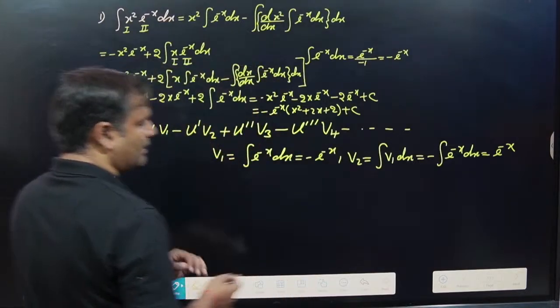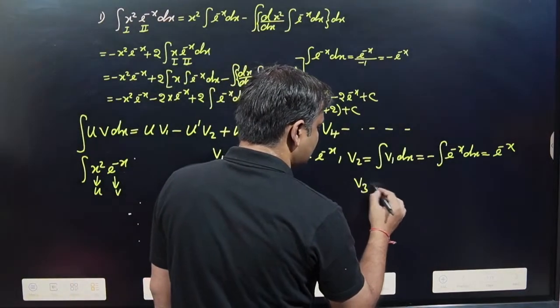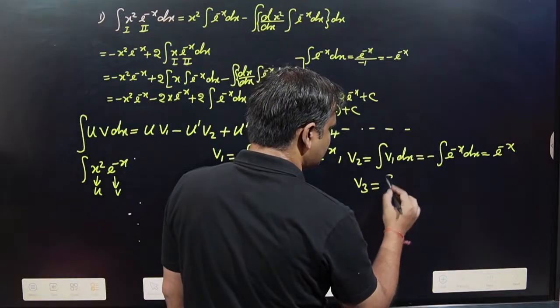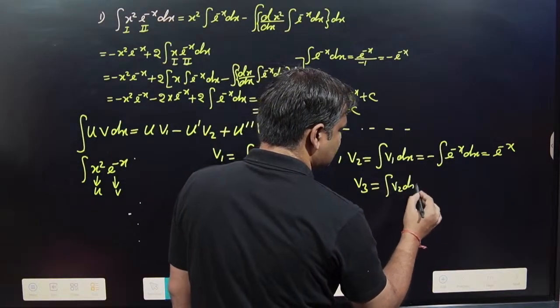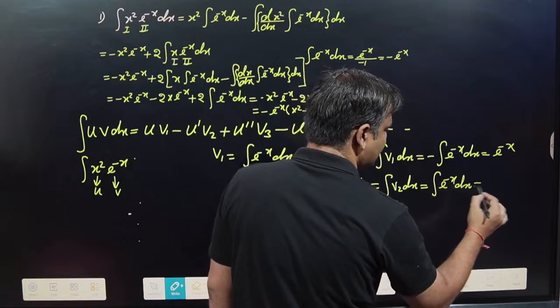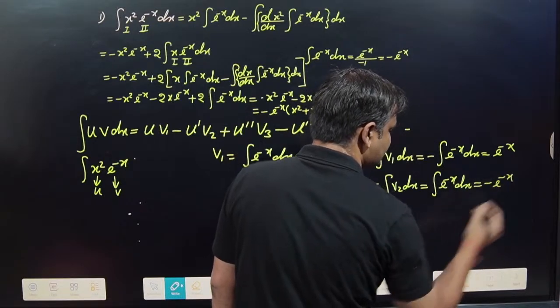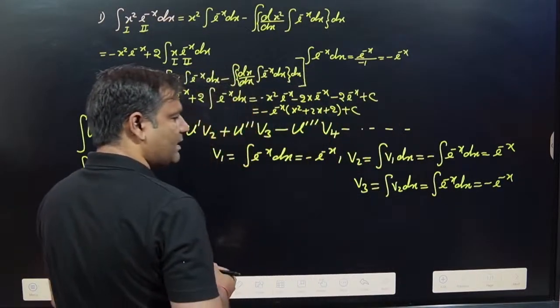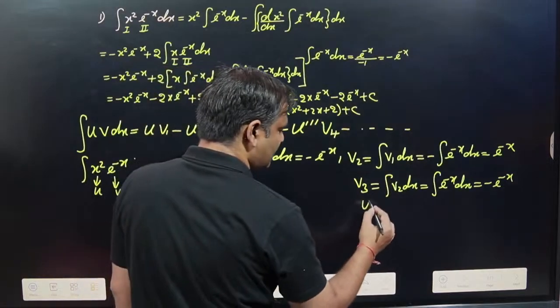Okay, now if we need v3, then v3 is how much? Integration of v2 dx. v2 means e to power minus x dx, so that one is written minus e to power minus x. Clear?